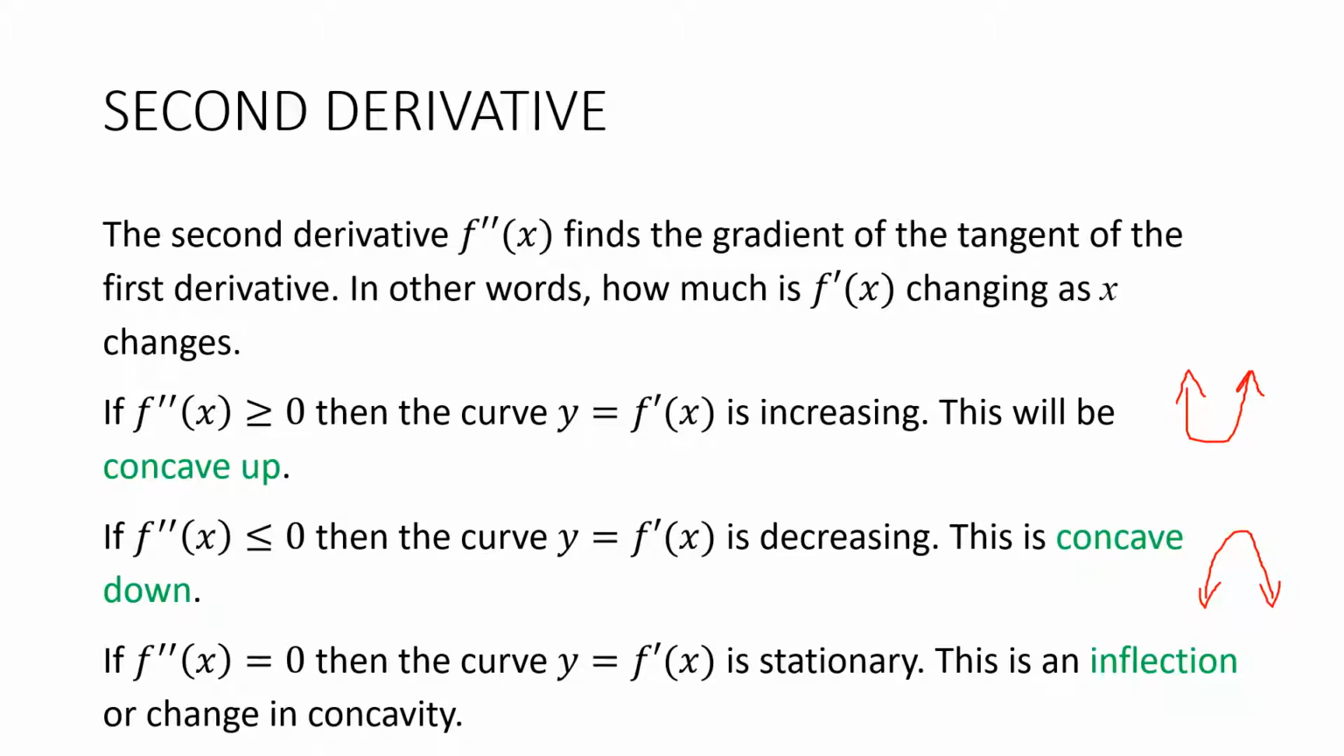There's 2 types of inflections. We're going to go through those shortly. There's ones where they just change in between. So somewhere like here, where it's changing from concave down to concave up, or there's those dogleg ones like this.